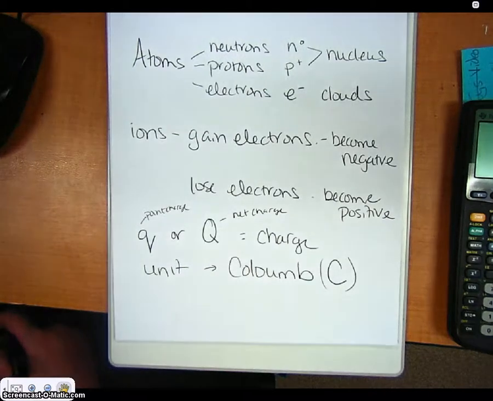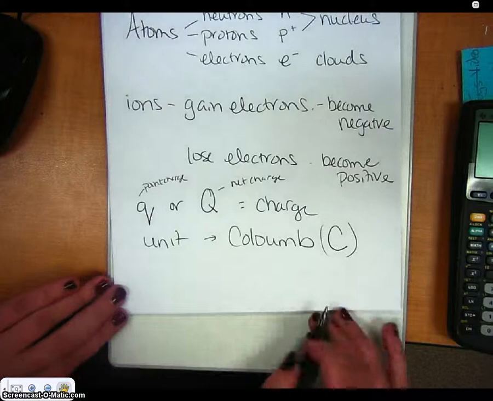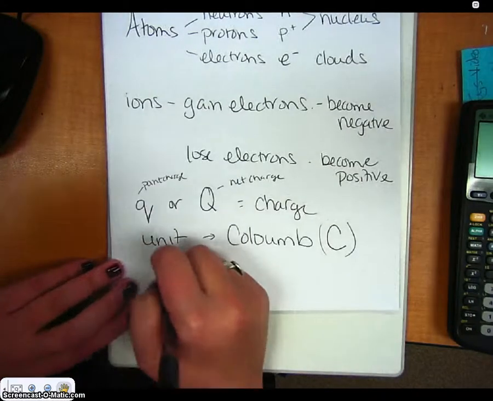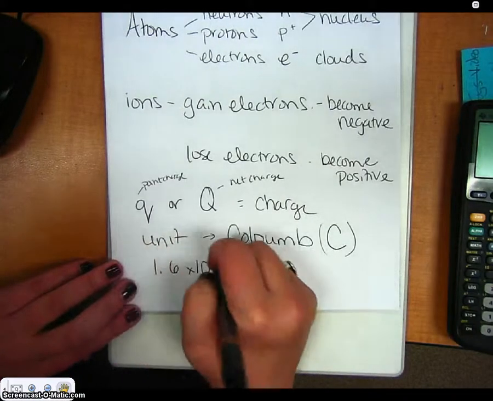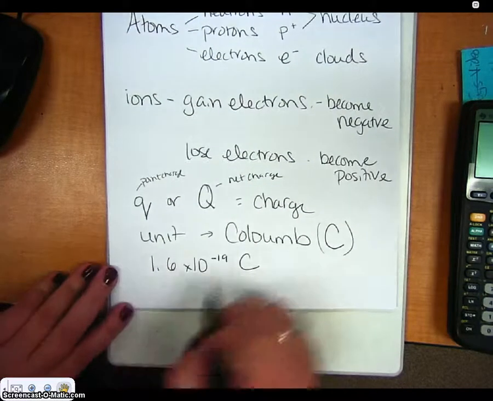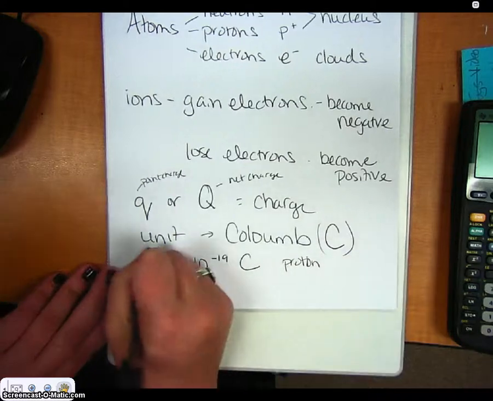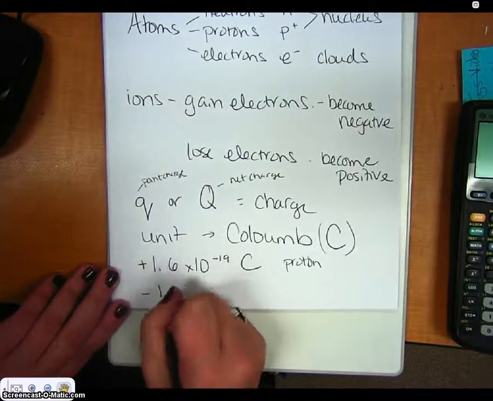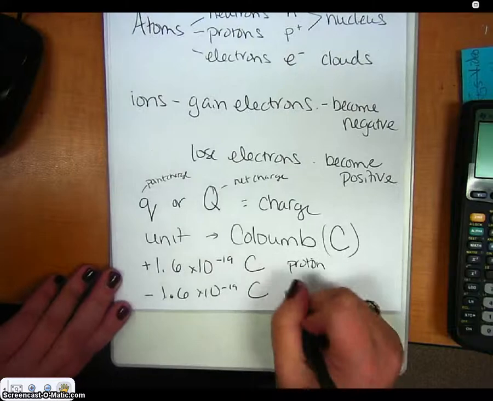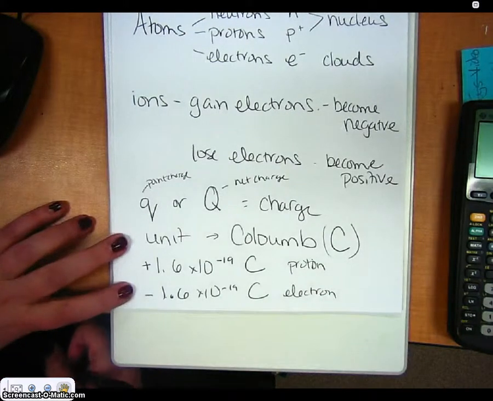Now, protons and electrons have the same magnitude of charge. The charge of a proton and an electron is 1.6 times 10 to the negative 19th coulombs. For a proton, we would say it's positive. For an electron, we say it's negative 1.6 times 10 to the negative 19th coulombs. Okay, but the same magnitude.